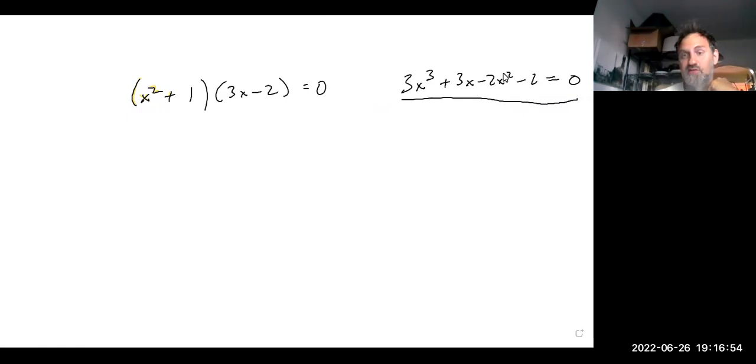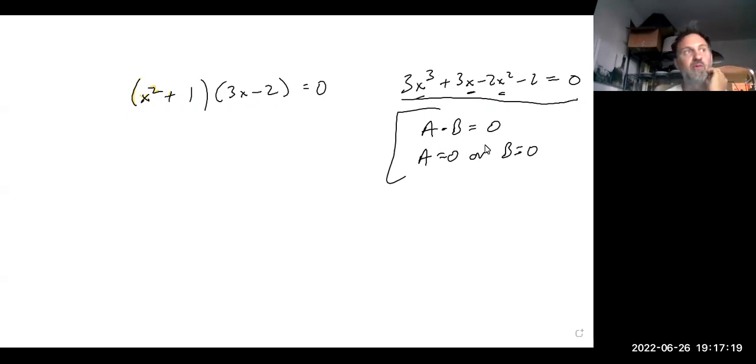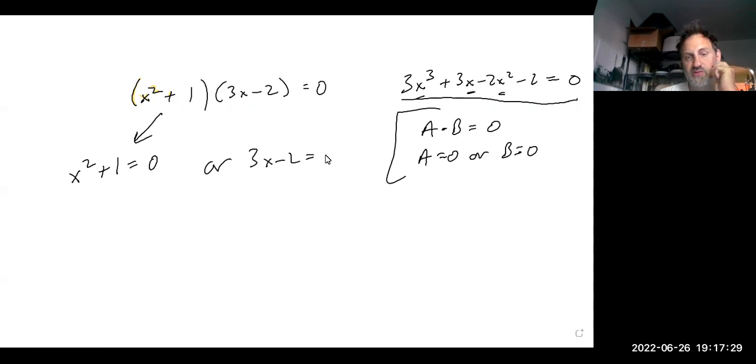And it's certainly not solvable by trying to separate the x terms and the numeric terms, because you have three different kinds of x terms that cannot be combined. So we factor. If we get to the factored place, this is where the zero product theorem comes in. Logically, if a times b equals 0, then a is 0 or b is 0. That's a deduction we can make based on what we know about multiplication and 0. So here I can write two separate equations: x squared plus 1 equals 0 or 3x minus 2 equals 0.